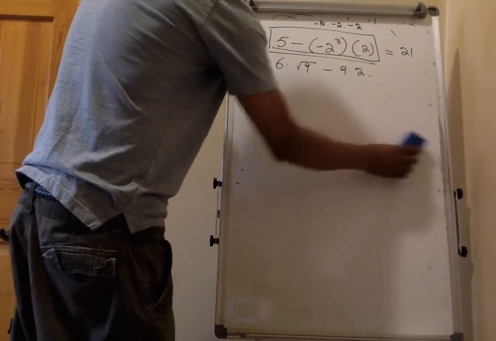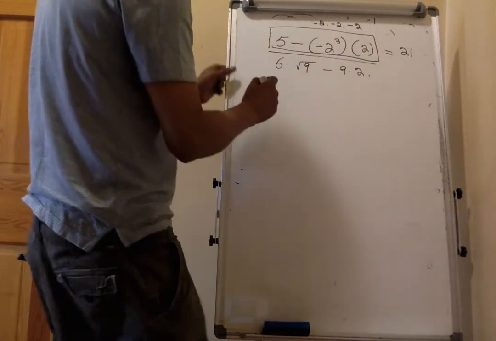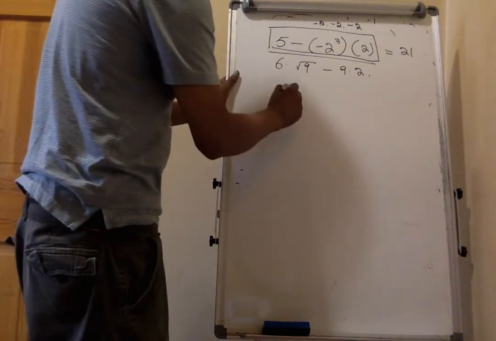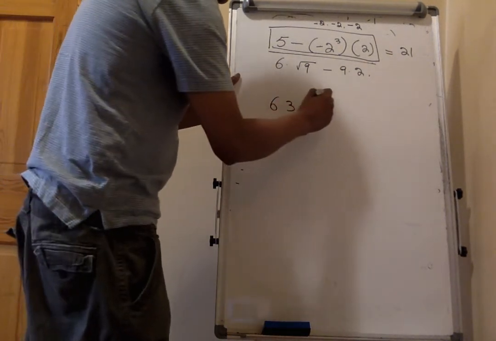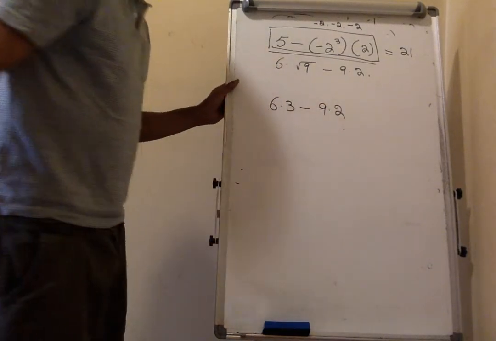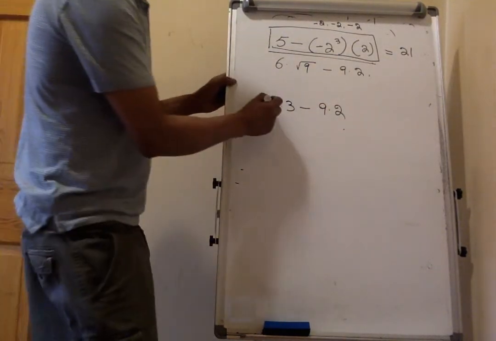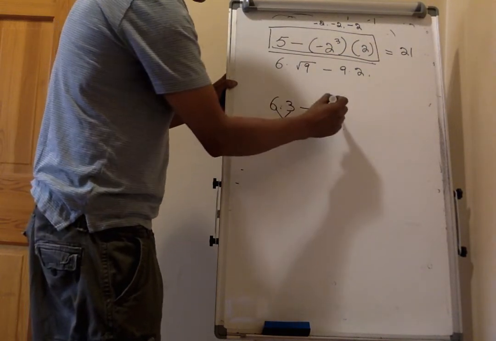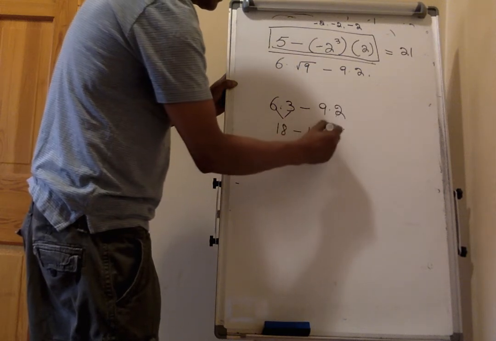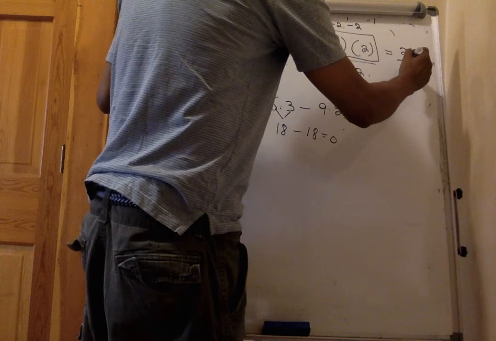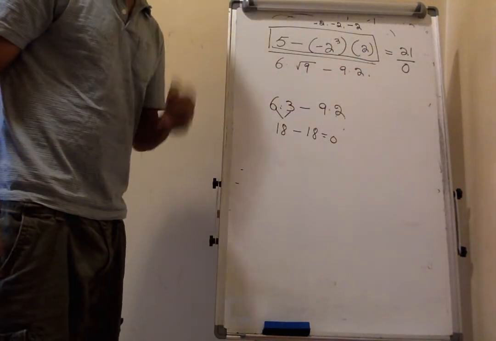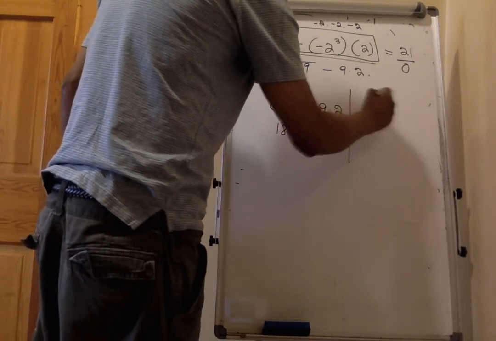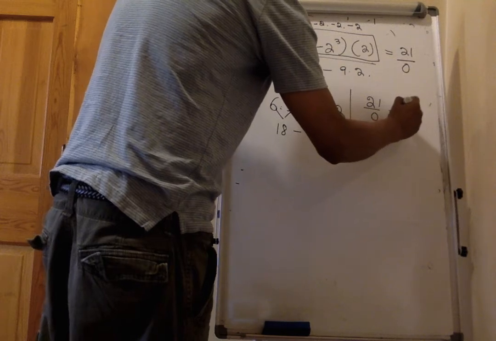Now let's go ahead and do the bottom one. You have 6 times the square root of 9. The square root of 9 is 3. Minus 9 times 2. 6 times 3, now this is multiplication and this is multiplication. 6 times 3 is 18 and 9 times 2 is 18. 18 minus 18 is equal to 0. Then you end up with 21 over 0. And you know in math, anything over 0 is undefined. So even though you got 21 over 0, you would say undefined.